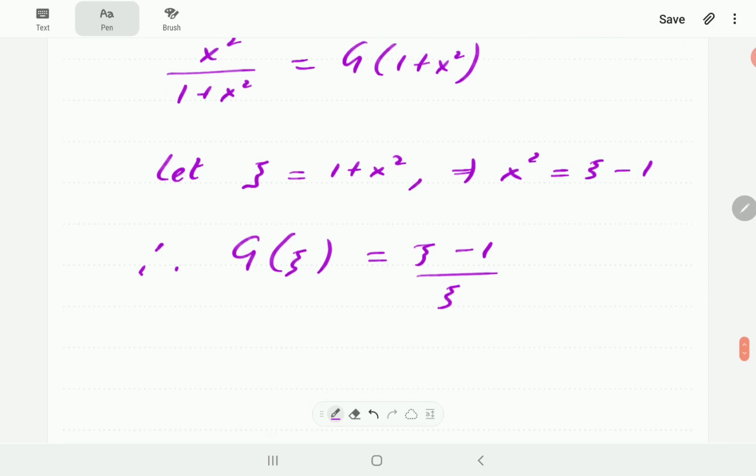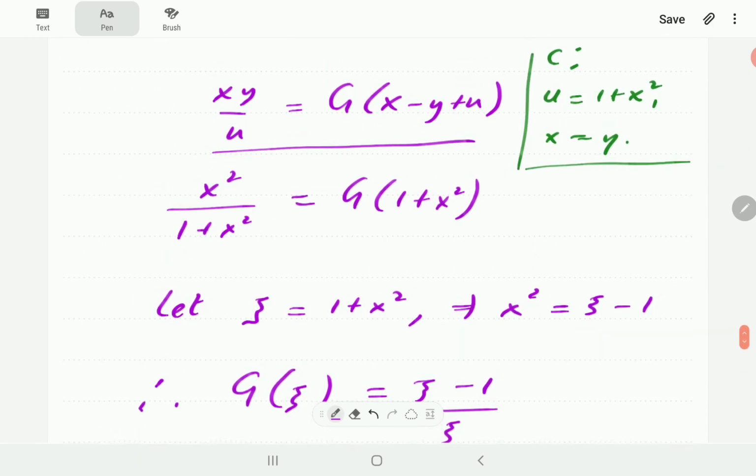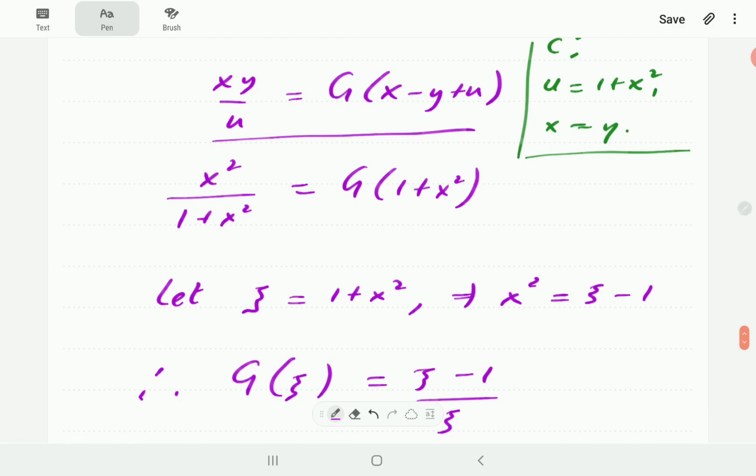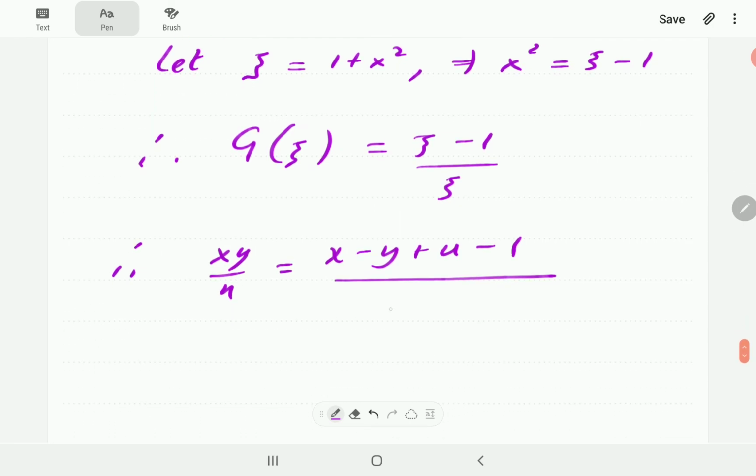So that means our particular integral is going to be xy over u. Now our xi here is x minus y plus u. So in the numerator, we're going to have x minus y plus u minus 1, and then divided by x minus y plus u. So this here is going to be our particular integral surface.